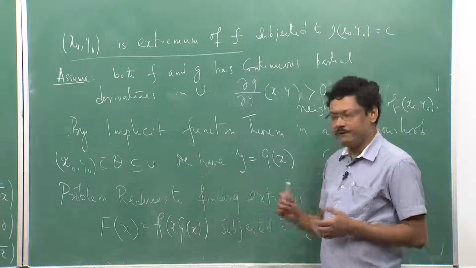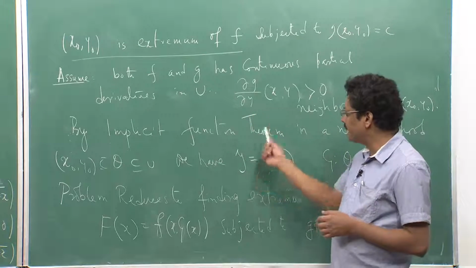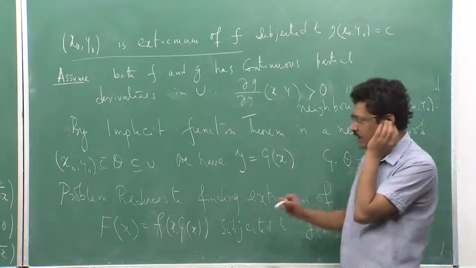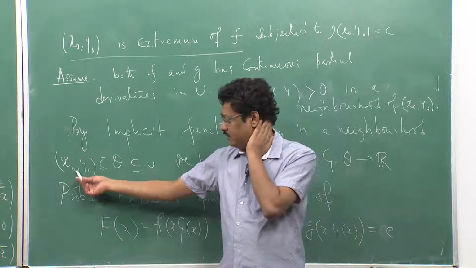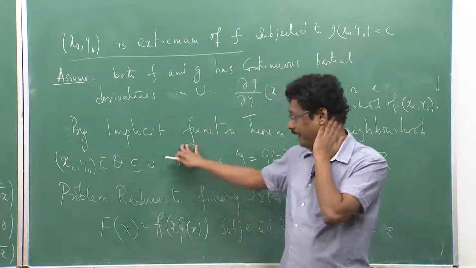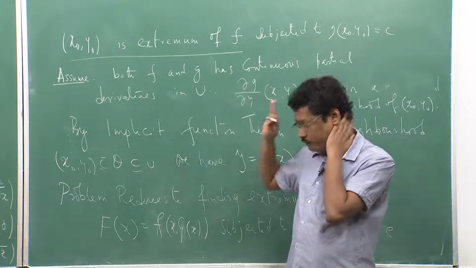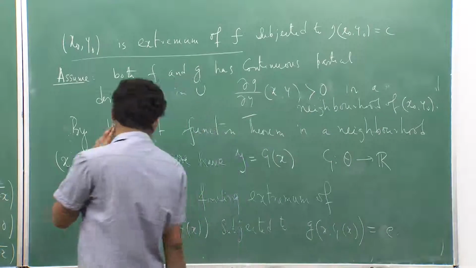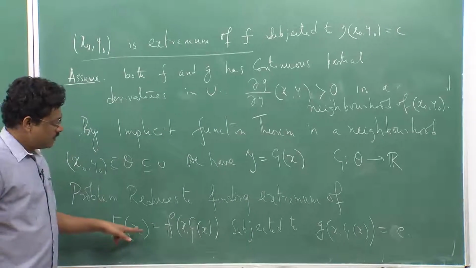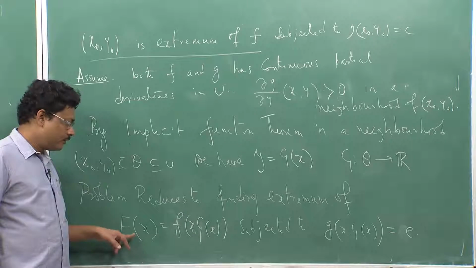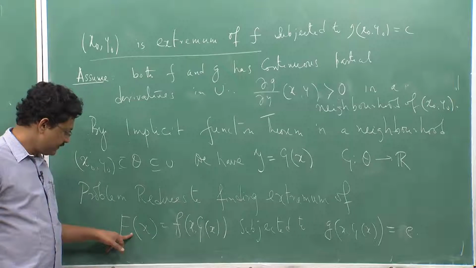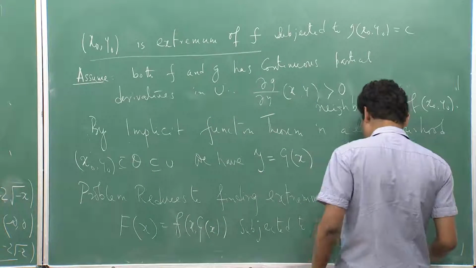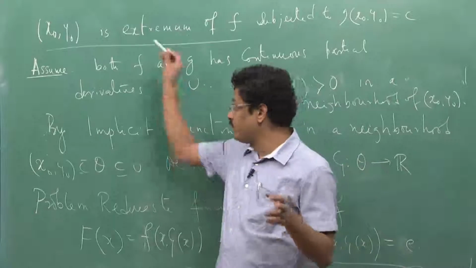So, by the implicit function theorem the problem reduces to this: in that neighborhood of x naught I can write y equal to g(x). Here I am using the implicit function theorem very heavily, the full force of it. The problem now becomes a function of one variable only: find the extremum of the function F(x), which is f(x, g(x)), subjected to G(x, g(x)) equal to c. So, I have assumed there is some extremum.